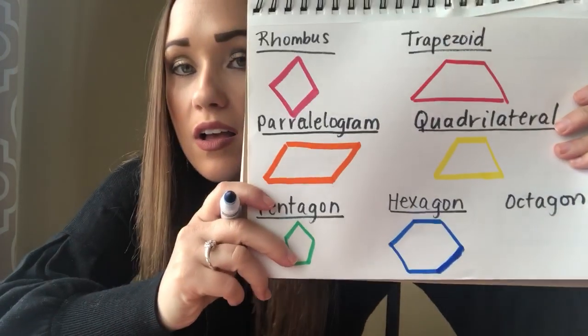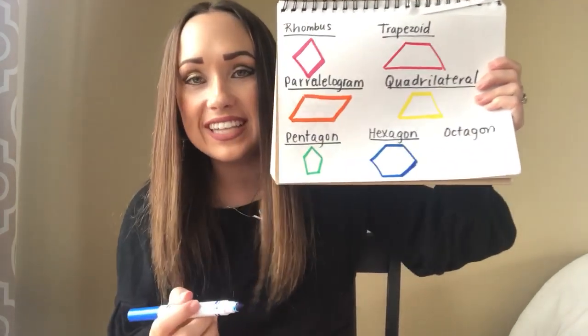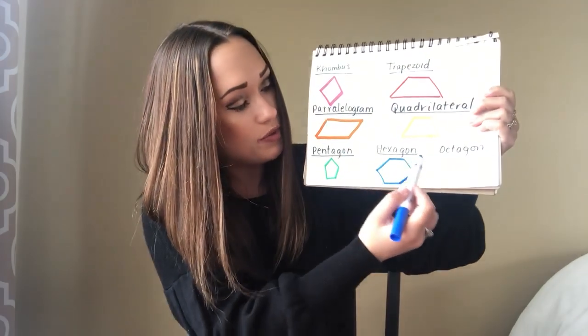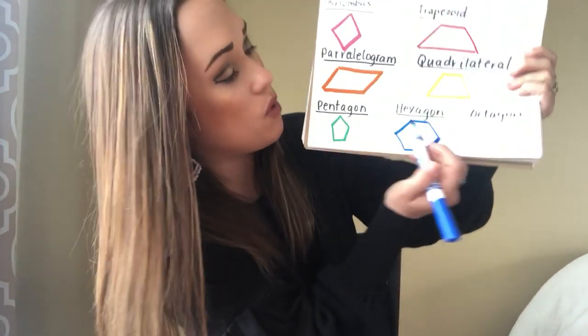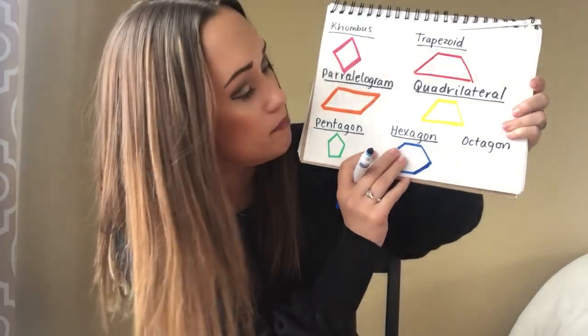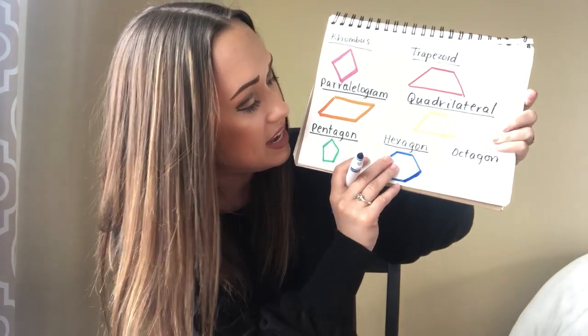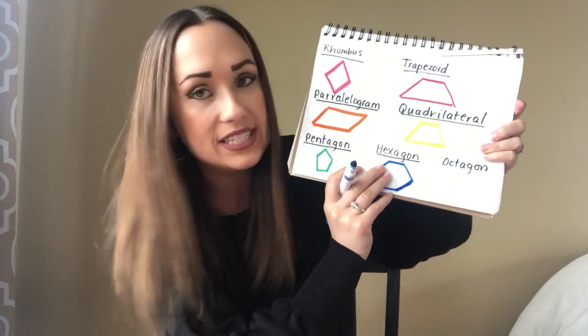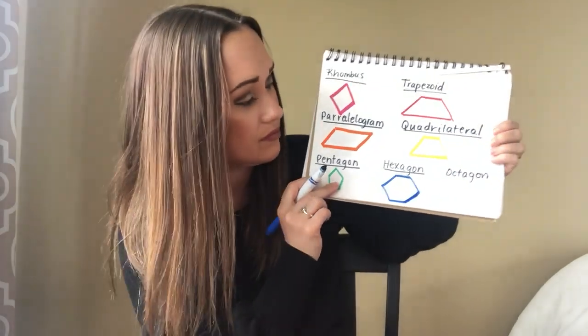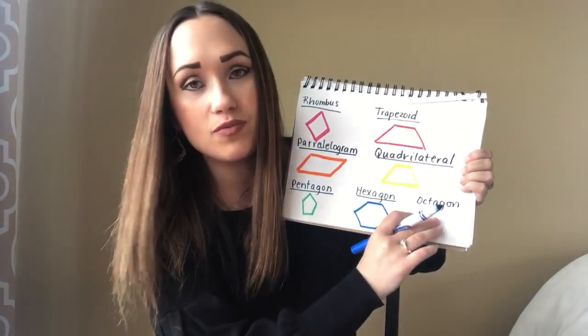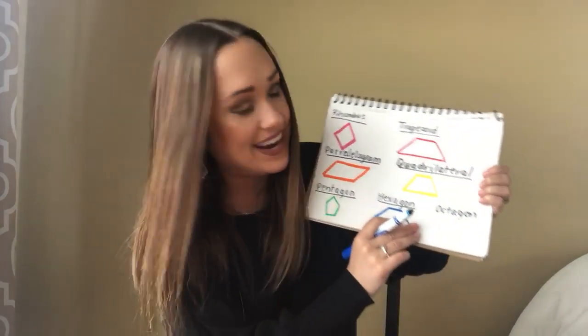Hexagon. That's a hexagon. A hexagon has 1, 2, 3, 4, 5, 6 sides. And the abbreviation hex in the beginning means 6, okay? And there's 6 sides. And then our last one is an octagon. Let's see what an octagon looks like.